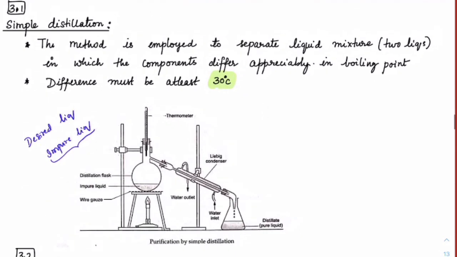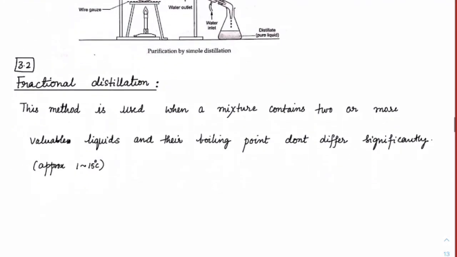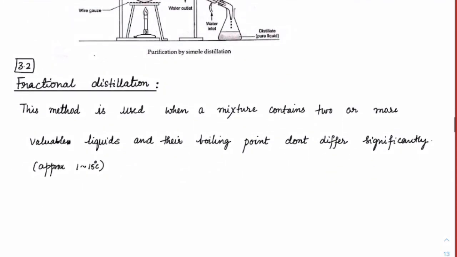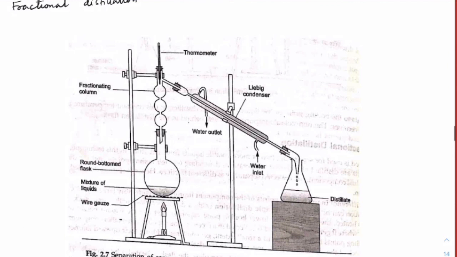Fractional distillation is when you have more than two valuable liquids to be separated, like petrol and diesel. Then you check their boiling points. Approximately the boiling point difference should be 1 to 15 degrees. If you don't have at least that, it becomes very difficult to separate them out. Now let me show you how fractional distillation looks and what exactly happens here.